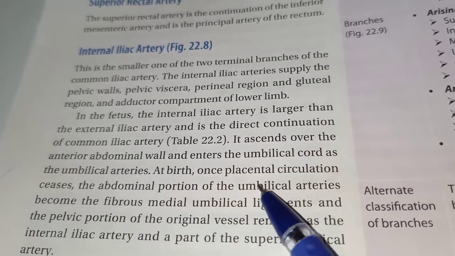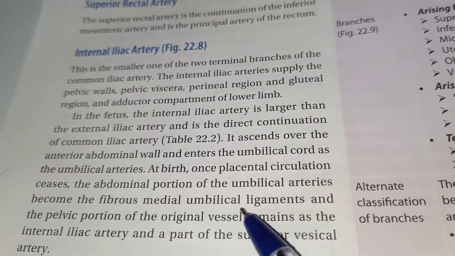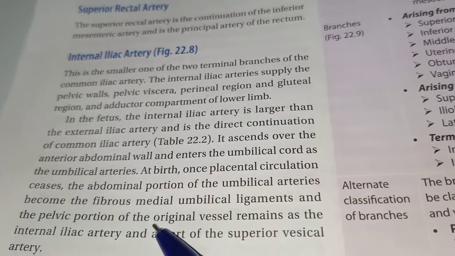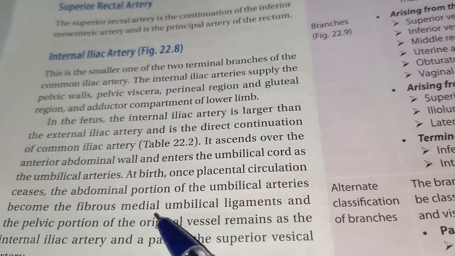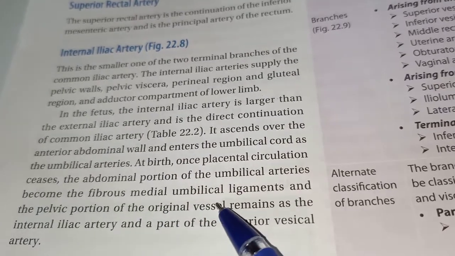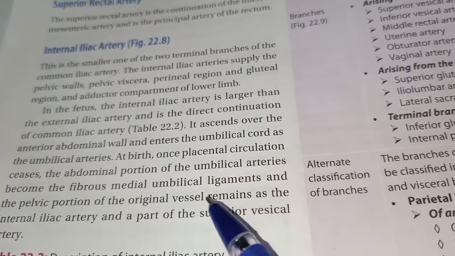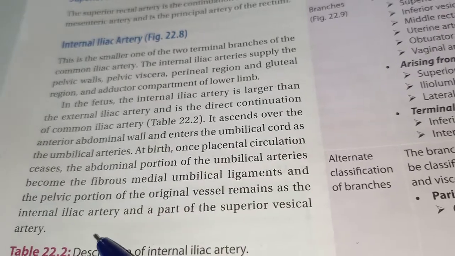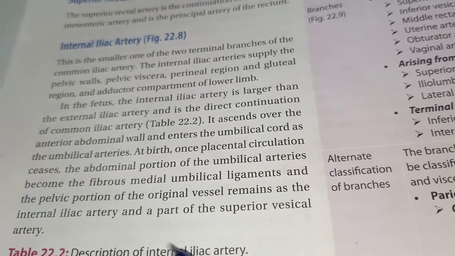Okay. Now when placental circulation ceases, that is after birth, the abdominal portion of these umbilical arteries remains as the medial umbilical ligament and the pelvic portion remains as the internal iliac artery and a part of the superior vesical artery.